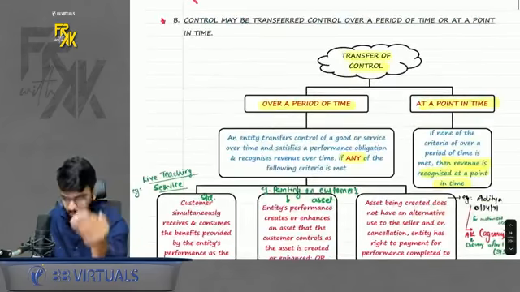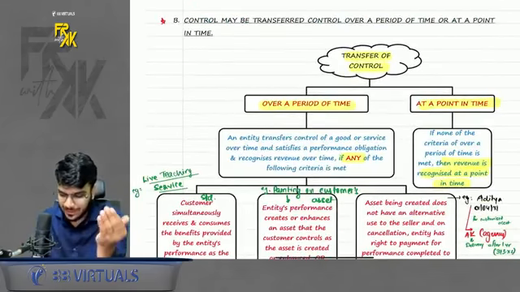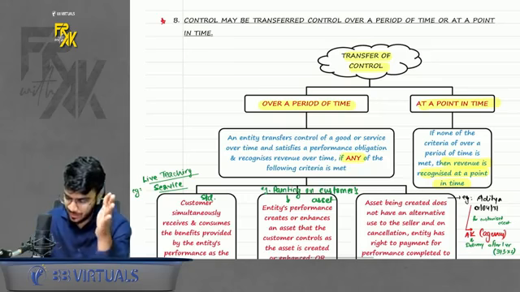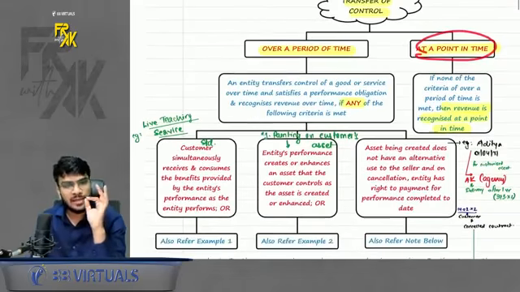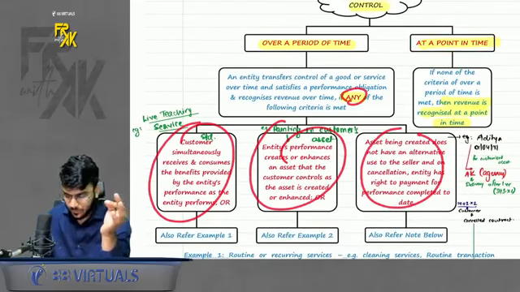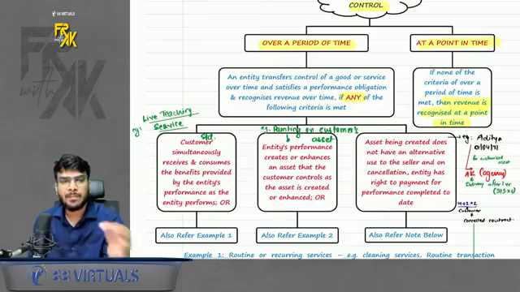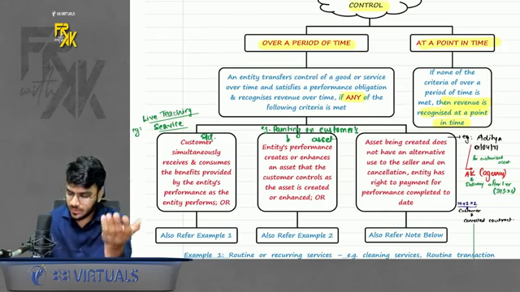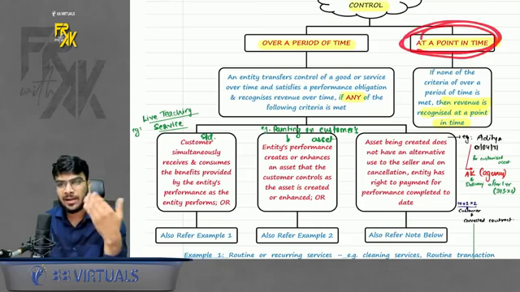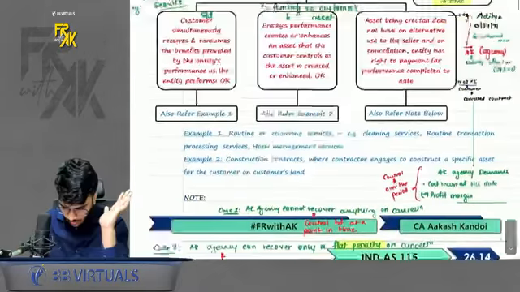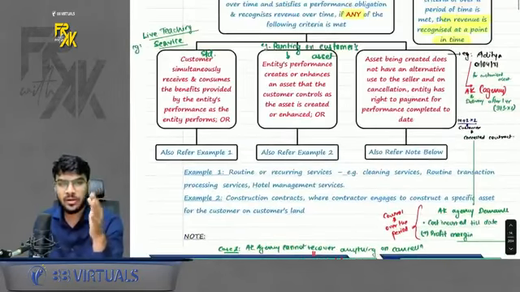Just give a read. Now the main point comes here. How will I identify whether any goods or service is getting transferred over the period or it is getting transferred at a point in time? So there are 3 cases given. Standard says if any one is met out of all these 3, then transfer of control is happening over the period of time. Book the revenue also over the period of time. But if neither of it is met, then you will say control is getting transferred at a point in time. In this case, book the revenue also at a point in time. Chalo. So now we will try to understand all the 3 cases.